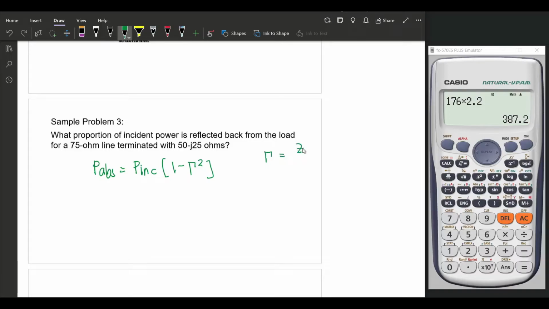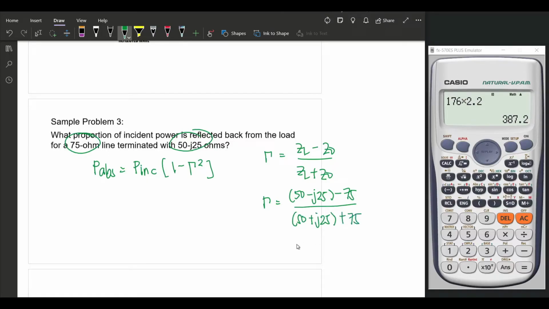Remember, reflection is ZL minus ZO over ZL plus ZO, kasi ang given sa atin is yung line at saka yung load. Okay? So the ZO is 75. The ZL is 50 minus J25. So hindi mo pwedeng pagbalik rin yung nandun sa numerator. No? So dapat ZL minus ZO siya. So we have ZL 50 minus J25 minus ZO of 75, then 50 plus J25, then plus 75.